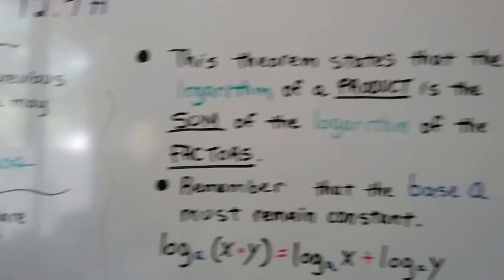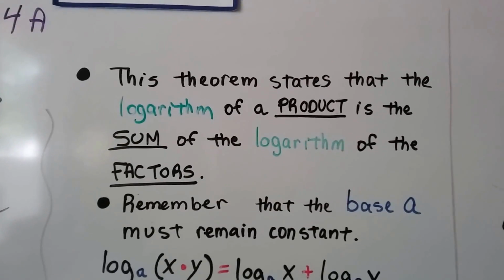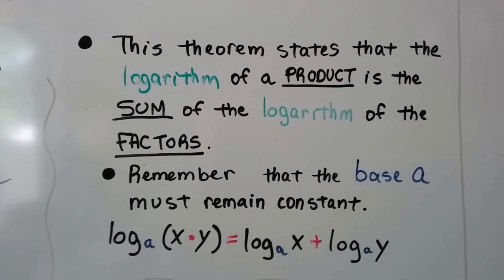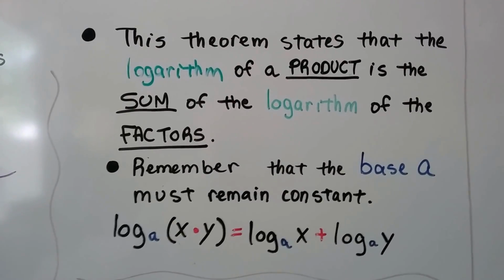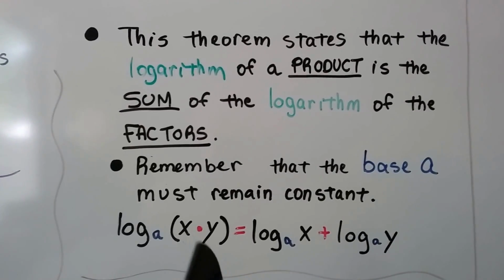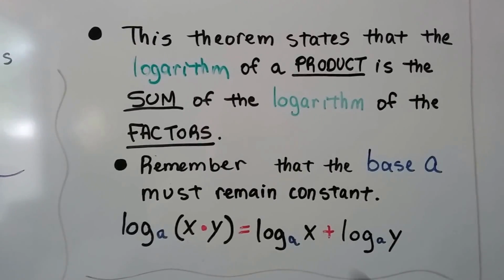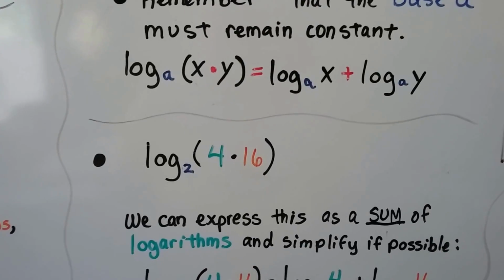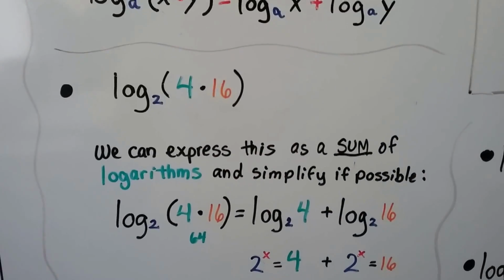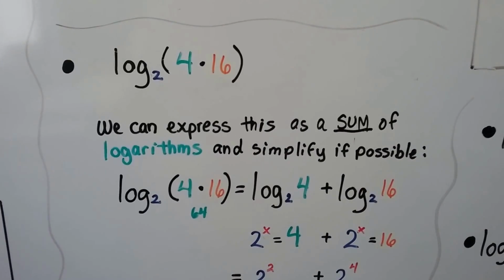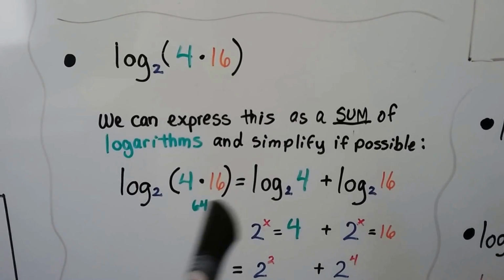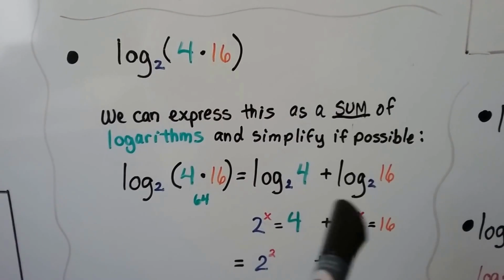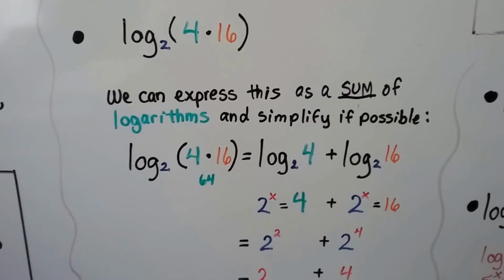So this theorem states that the logarithm of a product is the sum of the logarithms of the factors. Now remember that the base a must remain constant. So the product is going to equal the sum of the factors. Okay? So we've got log base 2 of 4 times 16. We can express this as a sum of logarithms. We can simplify it if possible. It's going to equal log base 2 of 4 plus log base 2 of 16.